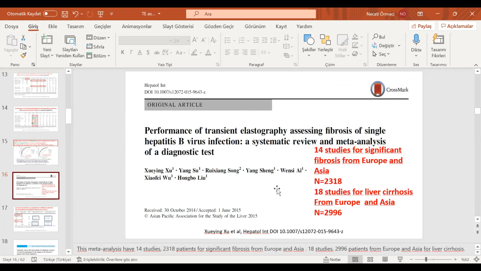This is another elegant study from Dr. Zhu, on the performance of transient elastography in assessing fibrosis in single hepatitis B virus infection. This is a systematic review and meta-analysis of diagnostic tests. There were 14 studies for significant fibrosis from Europe and Asia, with almost 2,318 patients, and 18 studies for liver cirrhosis from Europe and Asia, with 2,996 patients.